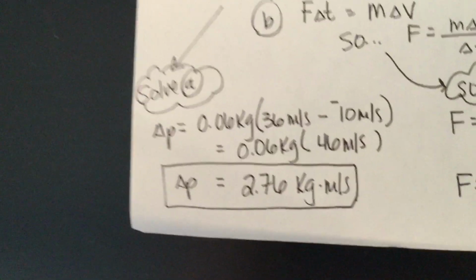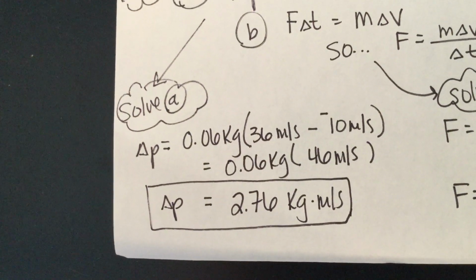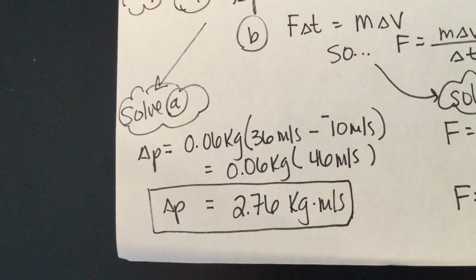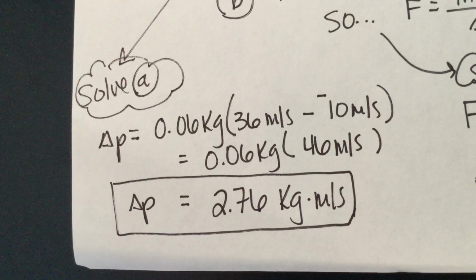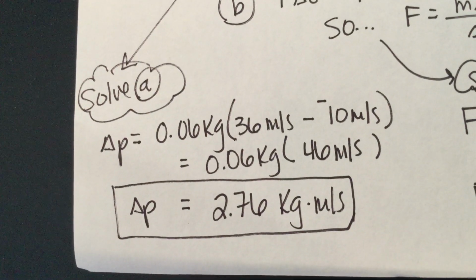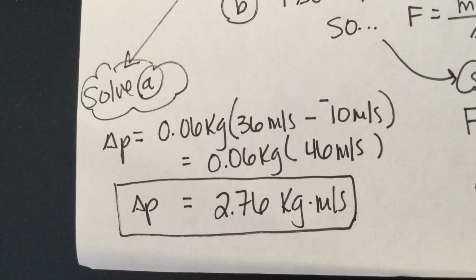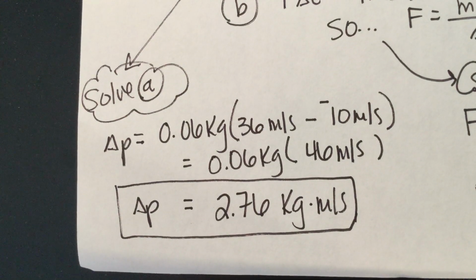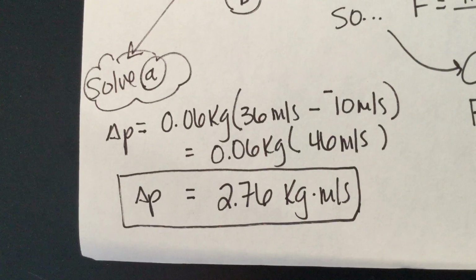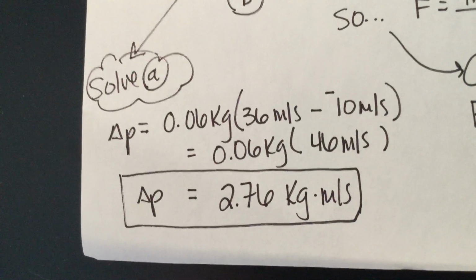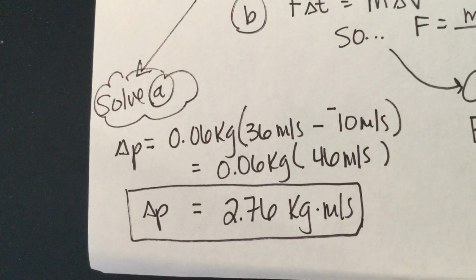So we come down here and we plug and chug. Notice our final velocity is 36 meters per second. Our initial was negative 10. So when we subtract a negative, this is middle school math, okay? Subtracting a negative is basically adding a positive. So we end up with 0.06 kilograms times 46 meters per second, subtracting the negative. When we multiply that out, we get 2.76 kilogram meters per second, and that is the change in momentum. So part A is solved. All our units were correct. We had no conversions to make.